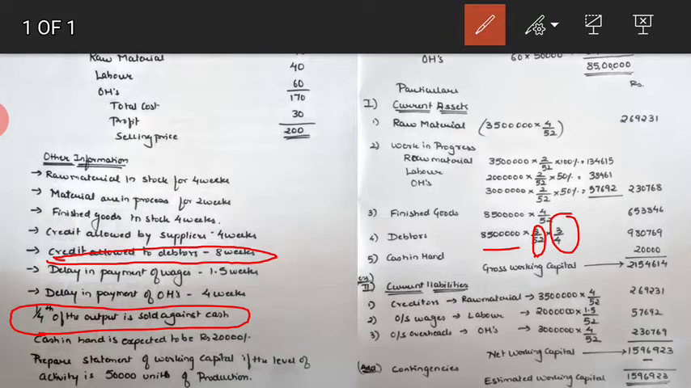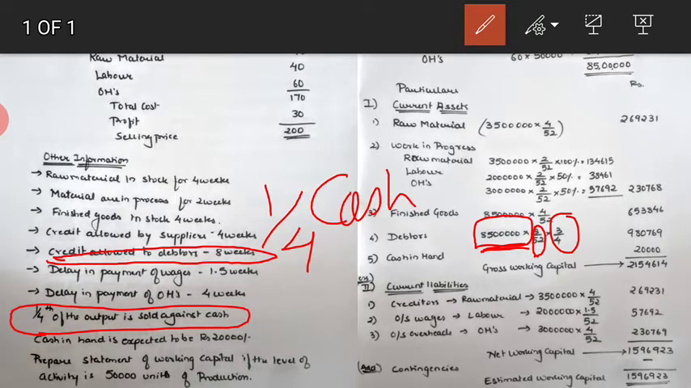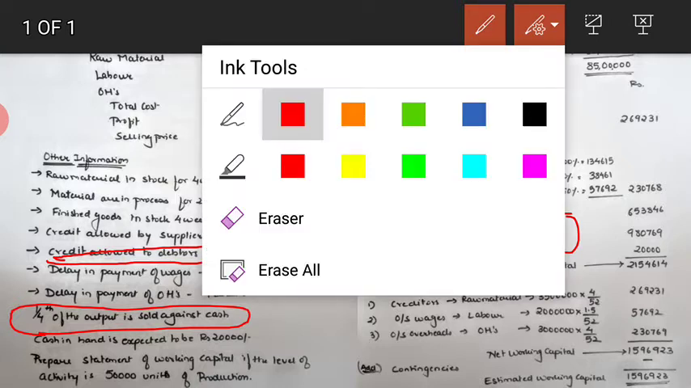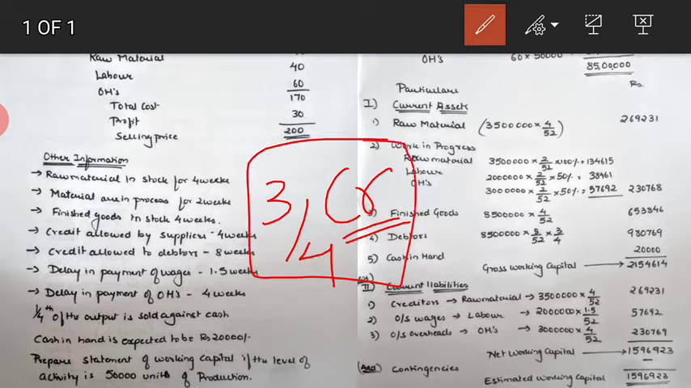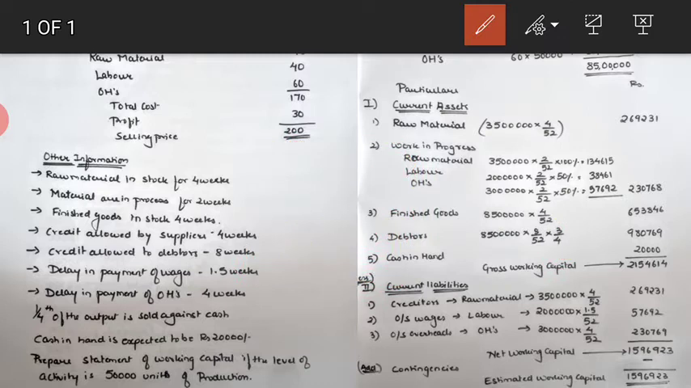Now why 3 by 4 is because this entire total cost is not sold on credit. Out of this total, 1/4 is sold for cash. So when 1/4 is sold for cash, you do not require working capital for that because you are directly getting cash. Whereas remaining 3/4 is sold on credit. So when you say 3/4 is credit, those many debtors are there. So how many would be your debtors? Only 3/4. I hope you are understanding this.